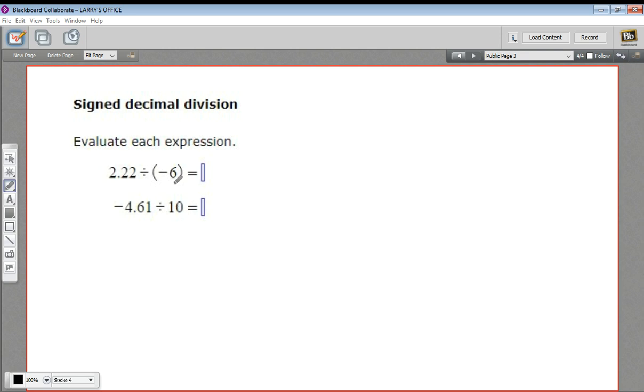So as you can see, both of these problems have just one number with a negative sign. So both of them, the answers are going to be negative. So I'm just going to write a negative sign in here to remind myself of that. Now this first one is 2.22 divided by a negative 6.